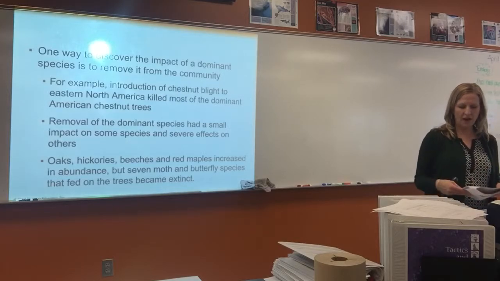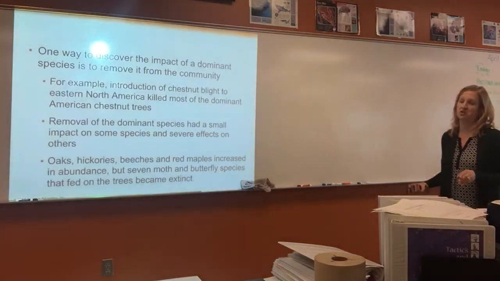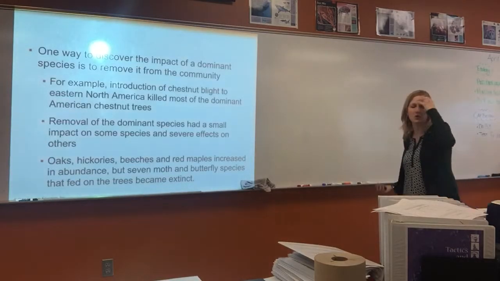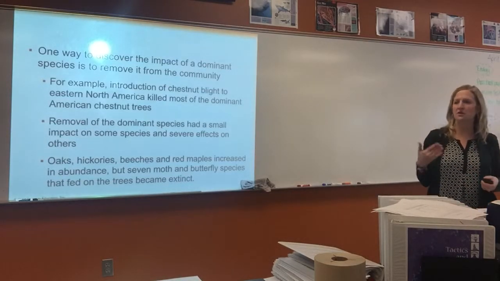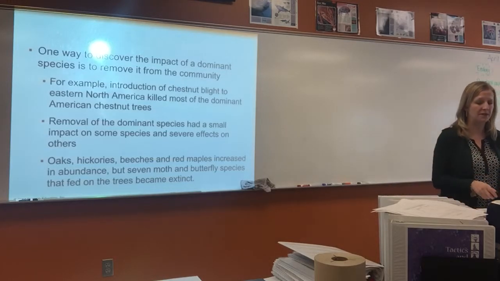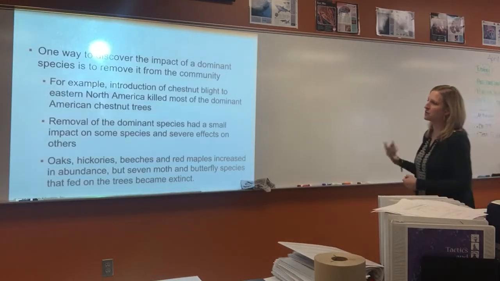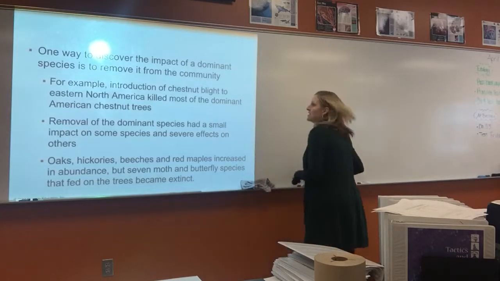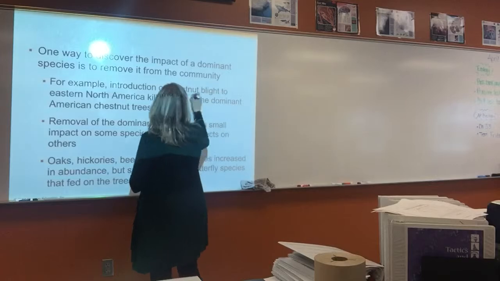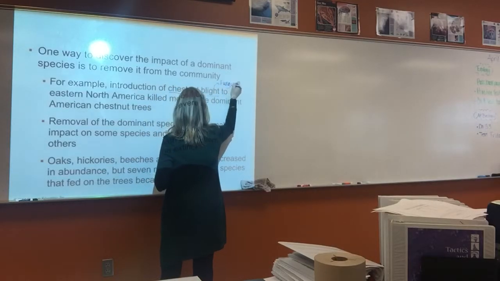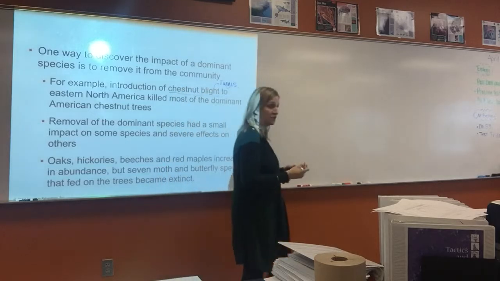So it's kind of unrealistic to actually go to a community and say, we're gonna remove every single one of these organisms out. And so oftentimes what we do is we look at what happens when something naturally takes out the dominant species. And this happened here in North America with the chestnut tree. The Chestnut Blight, this was a fungus, this was a fungal infection that affected the chestnut trees.